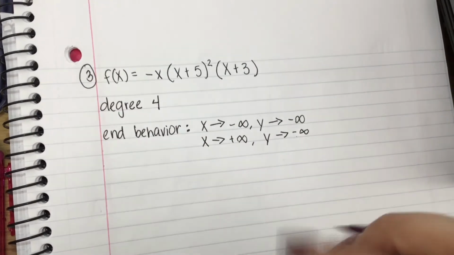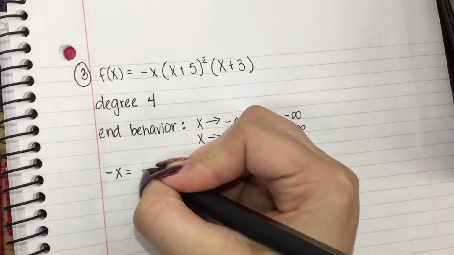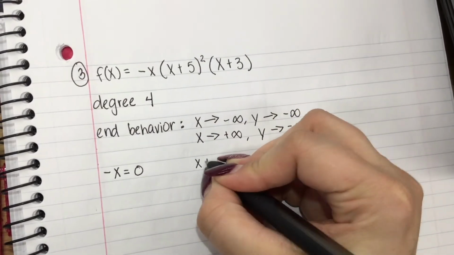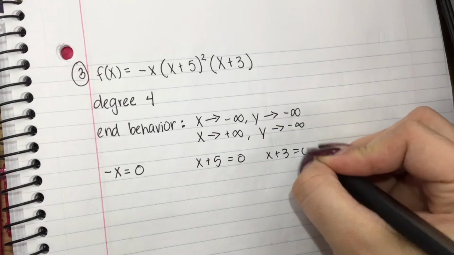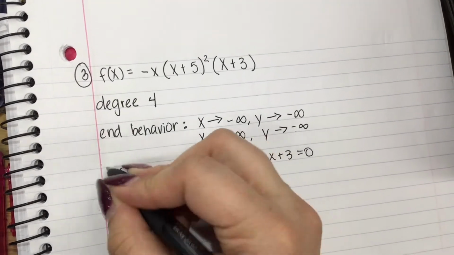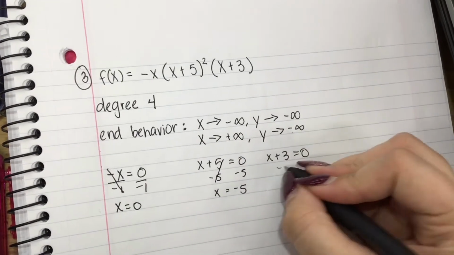Okay, so we want to set each one of our factors equal to 0. So that negative x is a factor. We're going to set that negative x equal to 0, the x plus 5 equals 0, and the x plus 3 equals 0, and solve. So we find an x-intercept at 0, -5, and -3.